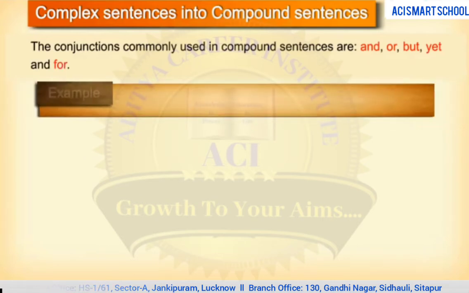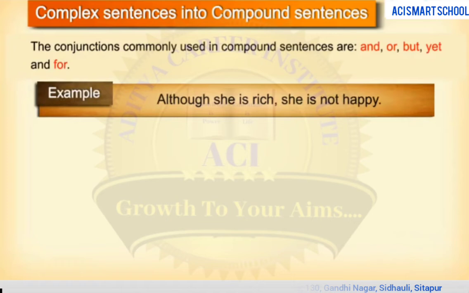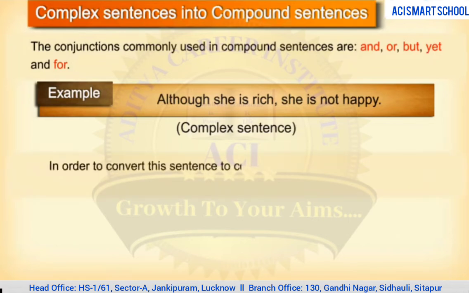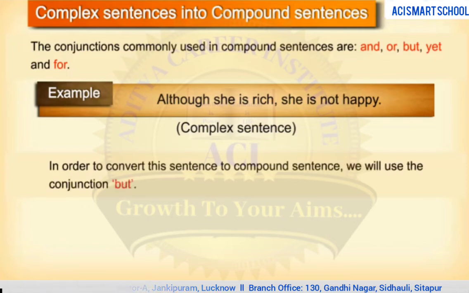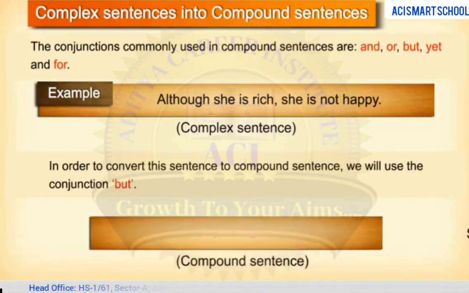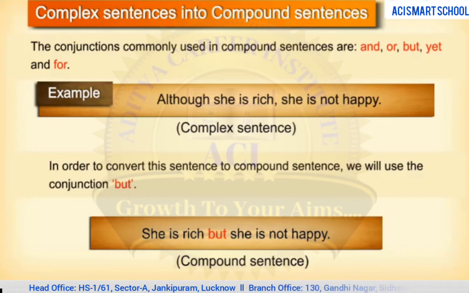Let us take this example. Although she is rich, she is not happy. This is a complex sentence. This sentence contains one main clause and one subordinate clause. Now, in order to convert this sentence to compound sentence, we will use the conjunction but. So, the corresponding compound sentence will become, she is rich, but she is not happy.